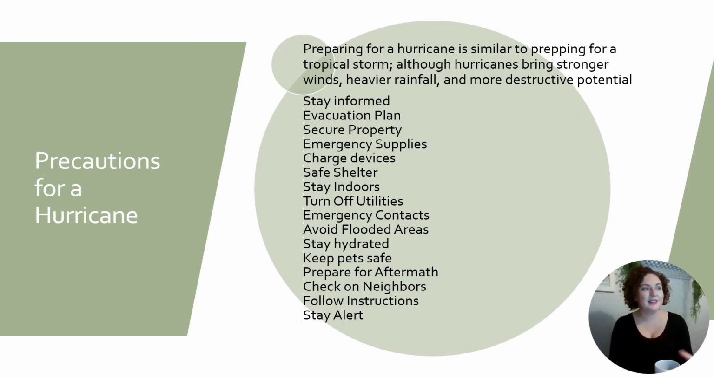Now, if that wasn't enough, preparing for a hurricane is similar to a tropical storm, but making sure that things are just a little bit more prepared, because obviously hurricanes can cause far more destruction. So we're looking at 16 steps in preparing yourself and others for a hurricane. And basically everything stays the same until they follow instructions and stay alert. So following instructions, again, means listening for emergency services at all times. What essentially this means is that you are listening to the experts to know what to do, when to do it, and how to do it safely.